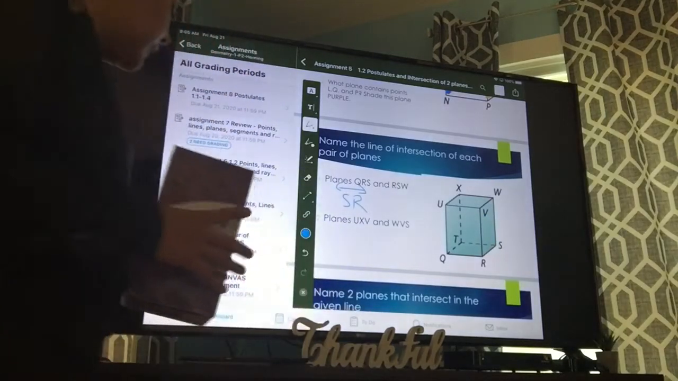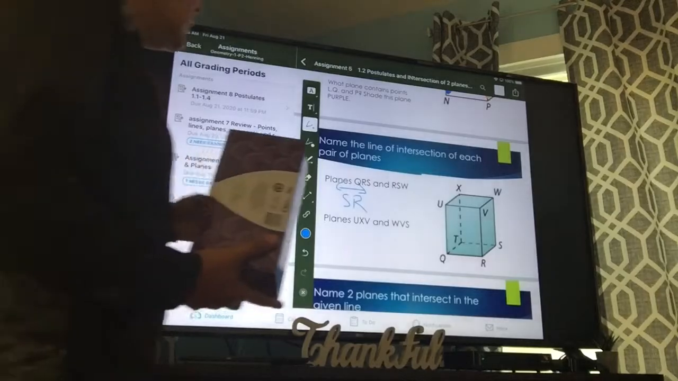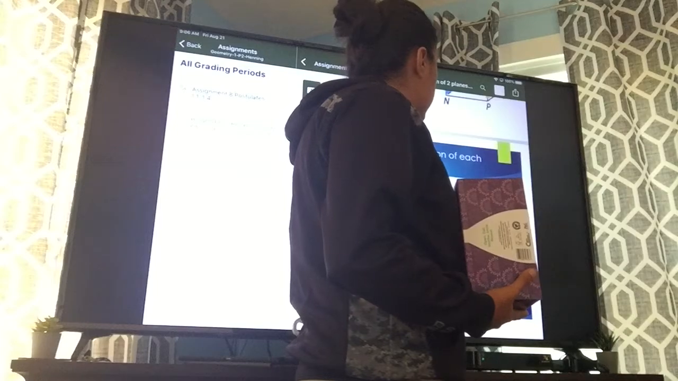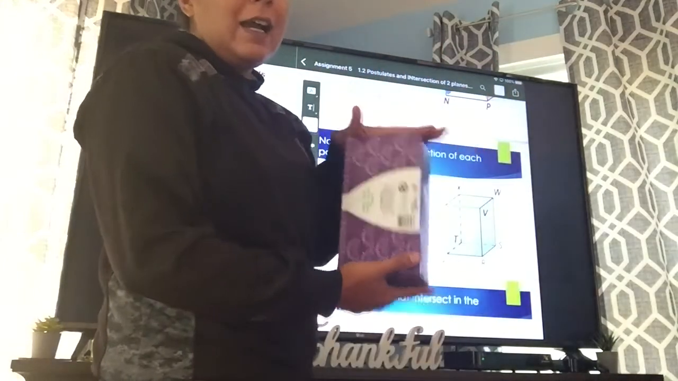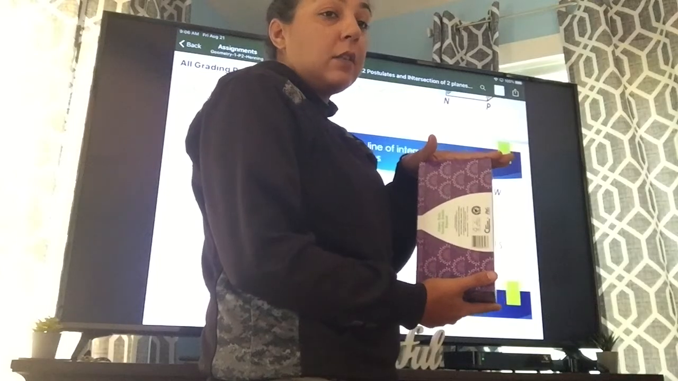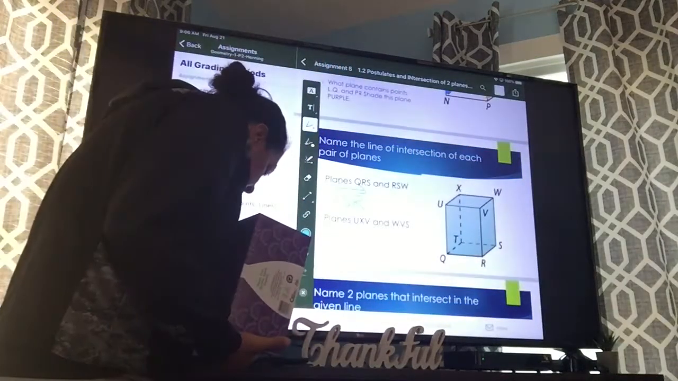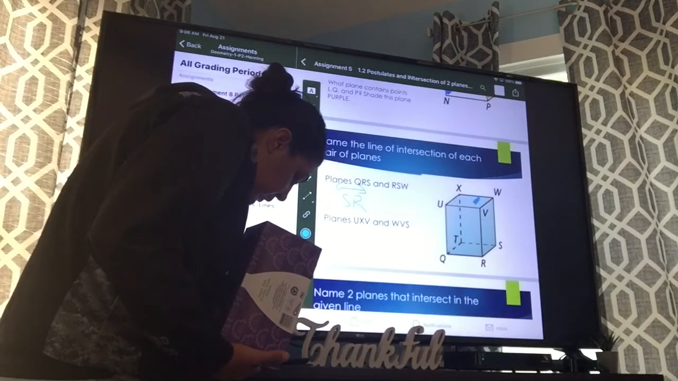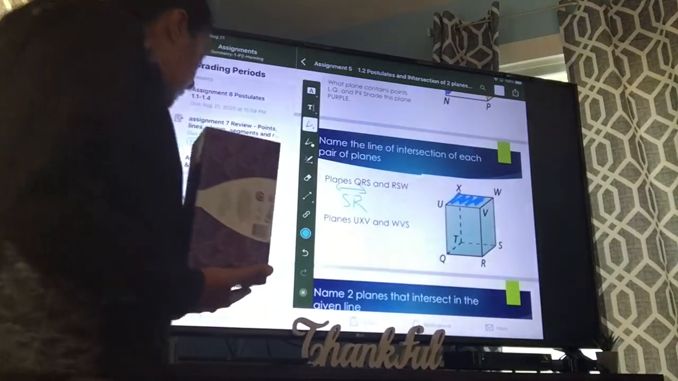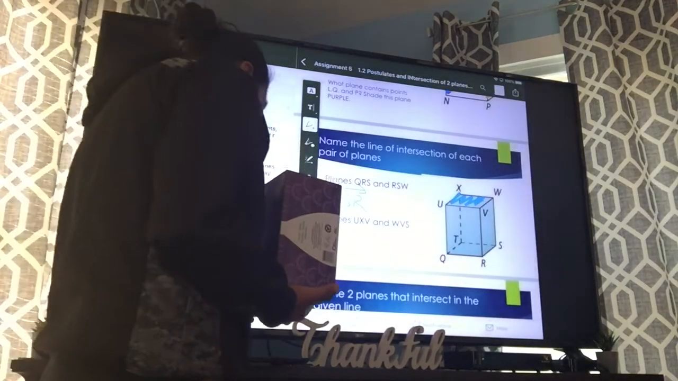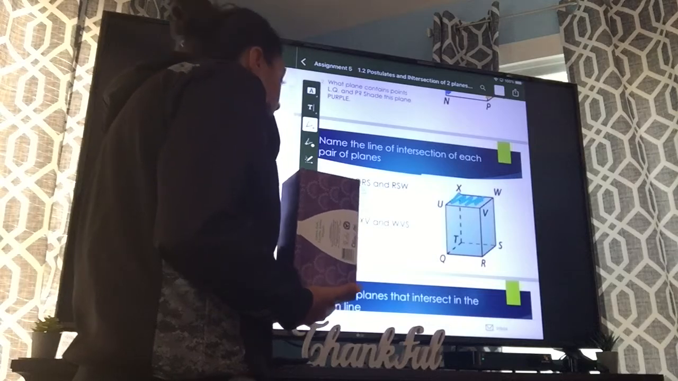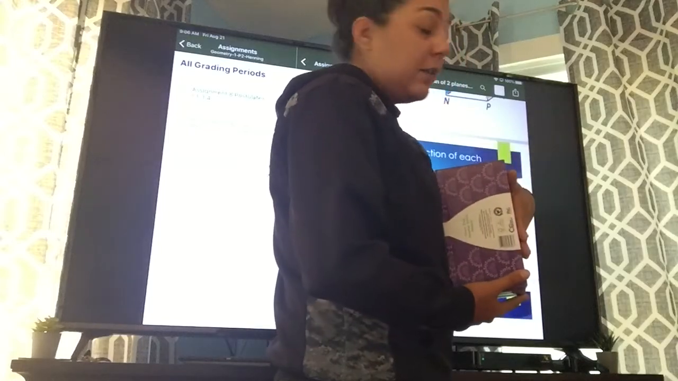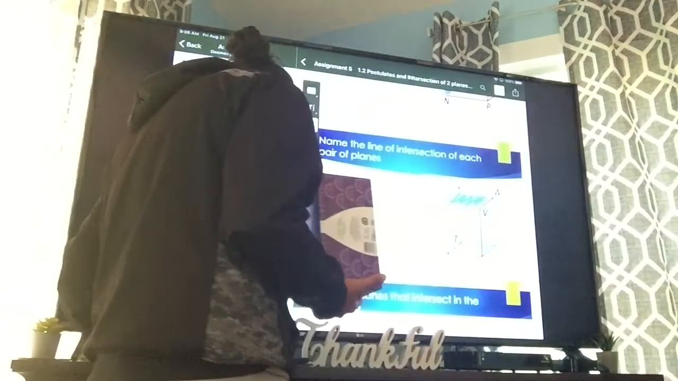Okay, the next one says the plane UXV. Okay, so find UXV on here. So we got U, X, and V over here in the corner. So it's going to be the very top of the box, essentially. Okay, so that's one plane we're working with. And I'm just going to color it in so you guys can see kind of what I'm talking about. Okay, and then it says WVS. So we got WVS. So that's going to be the side. Okay, so let's color that one.